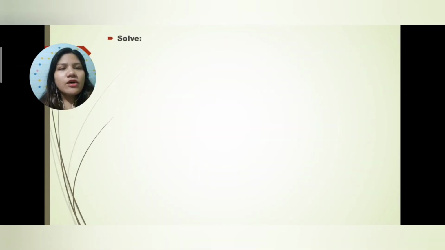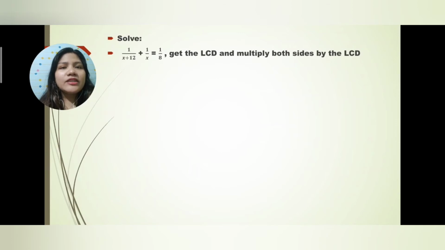So, we are going to solve na. So, i-add lang natin yung parts of the job completed per hour ha. Yung press number 1 plus press number 2, then equals katong together. So, kaya naging 1 over X plus 12, plus 1 over X. Kasi di ba, yung press number 1 is ito. Then plus press number 2, which is 1 over X, is equal to 1 over 8. So, first is, we will get the LCD and multiply both sides by the LCD.